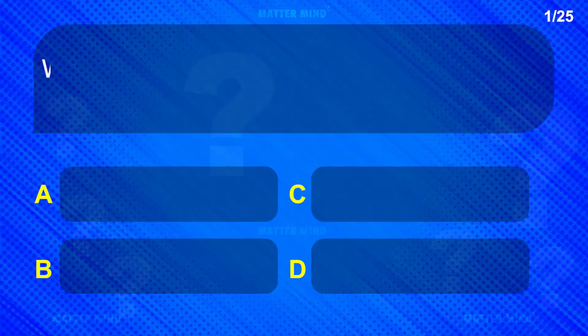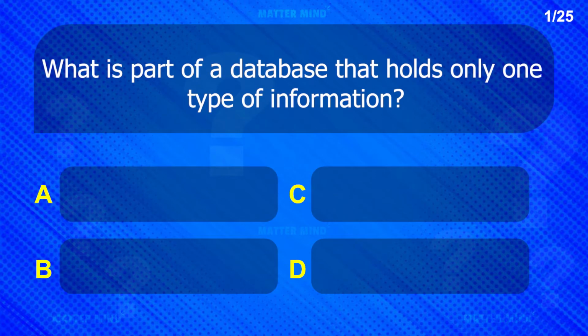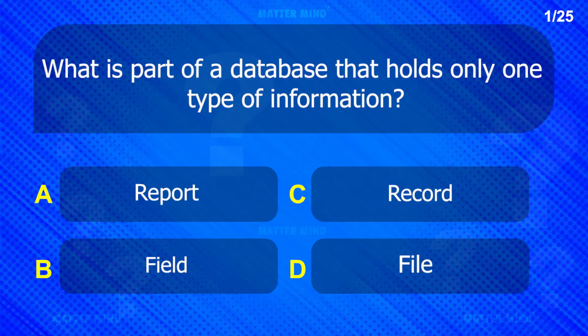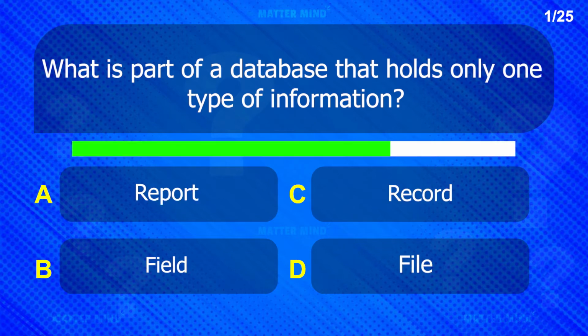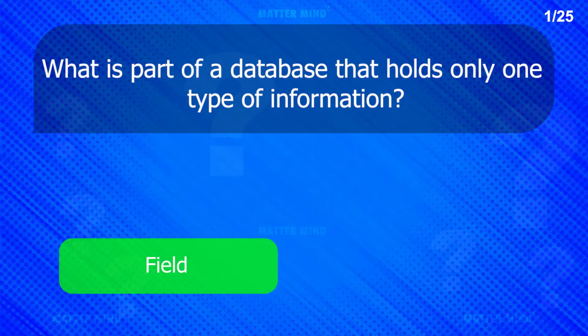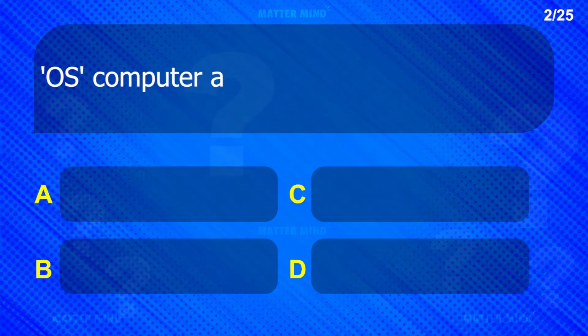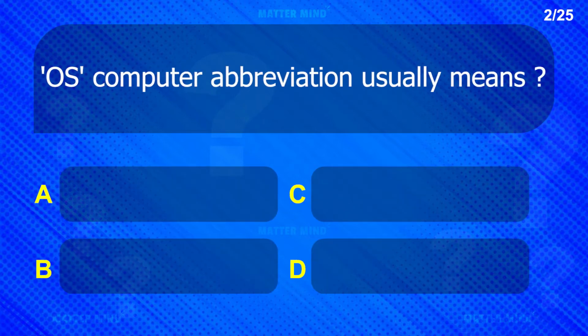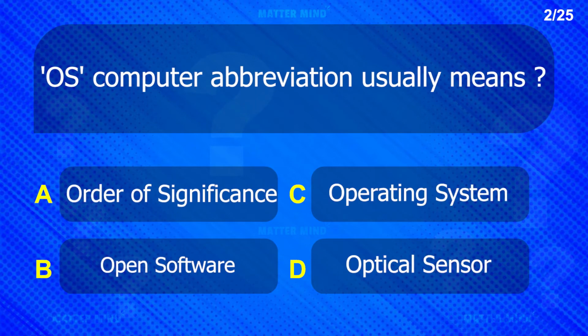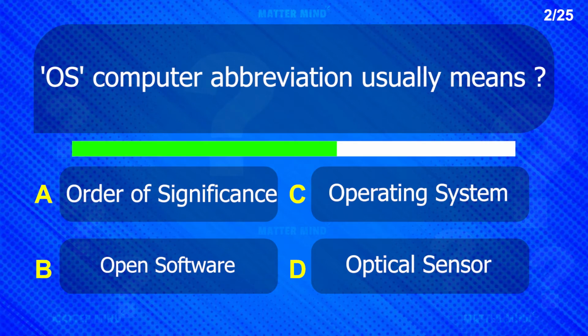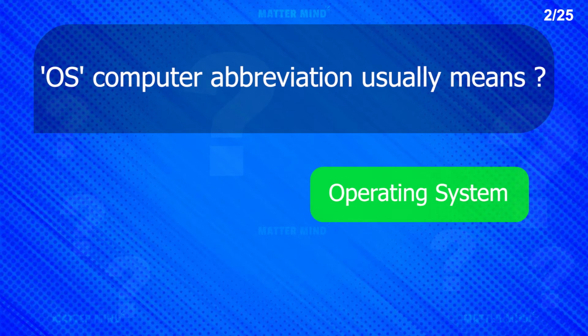Let's start. What is part of a database that holds only one type of information? Field. OS computer abbreviation usually means operating system.